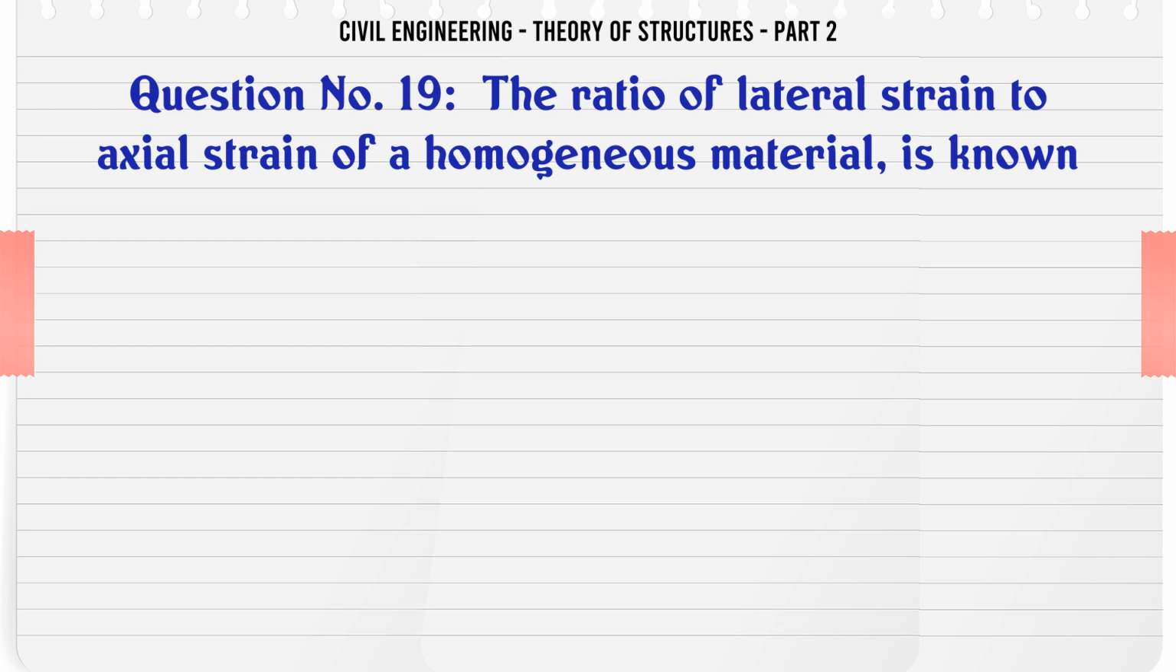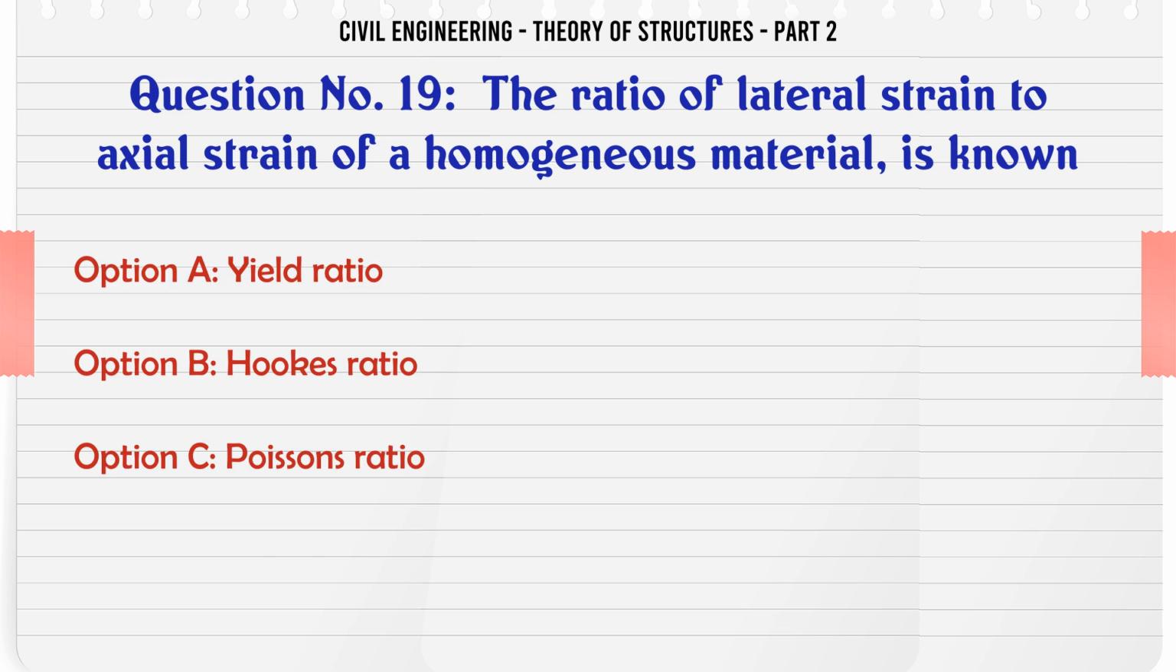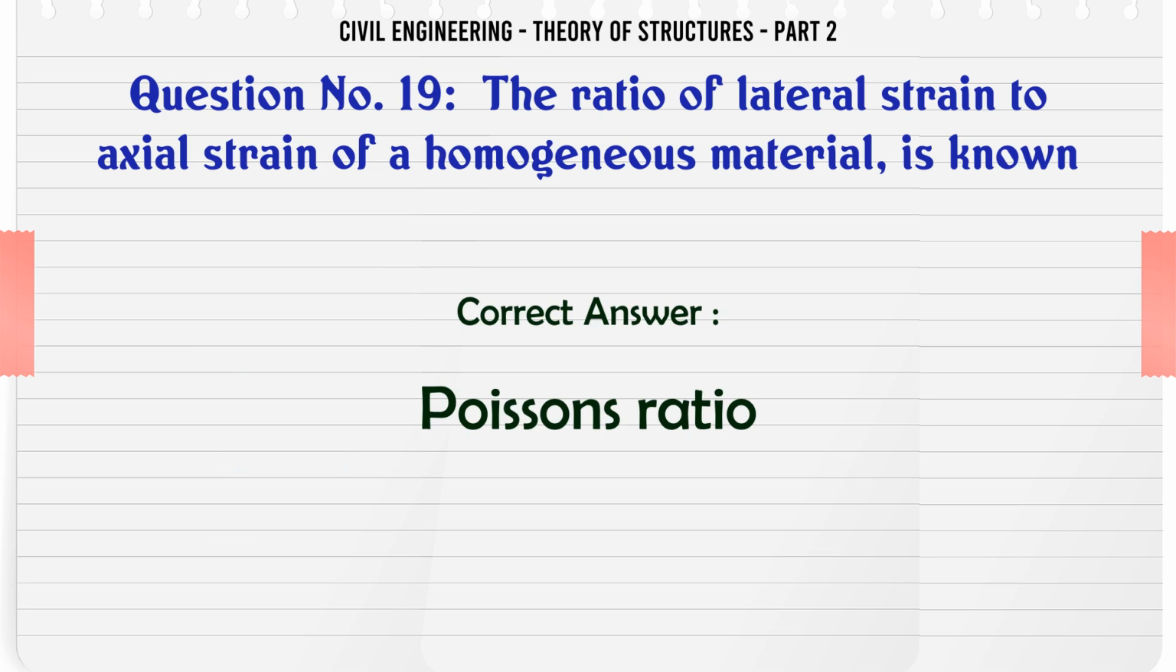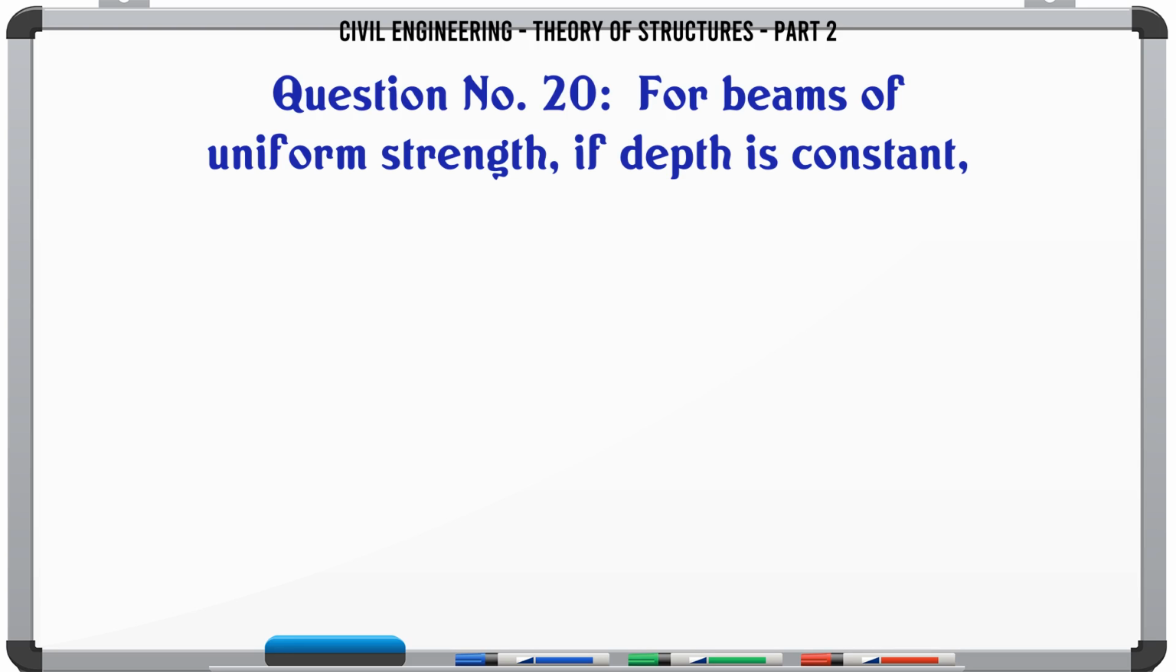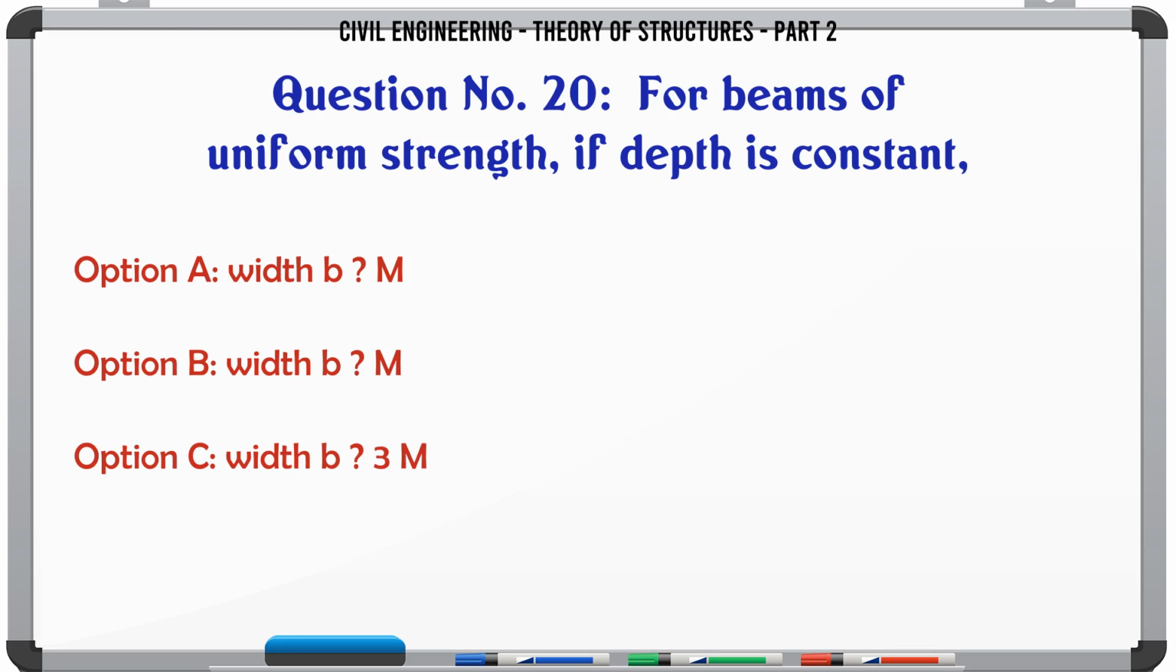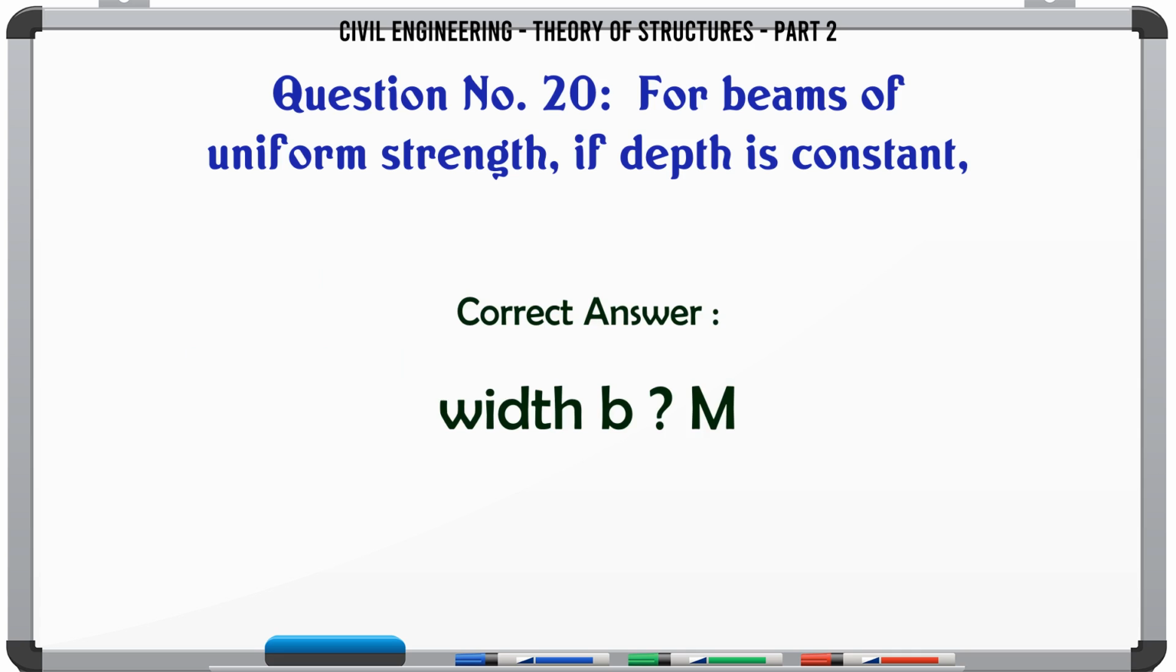The ratio of lateral strain to axial strain of a homogeneous material is known as A, yield ratio, B, Hooke's ratio, C, Poisson's ratio, D, plastic ratio. The correct answer is Poisson's ratio. For beams of uniform strength, if depth is constant, A, width ∝ M, B, width ∝ √M, C, width ∝ M³, D, width constant. The correct answer is width ∝ M.